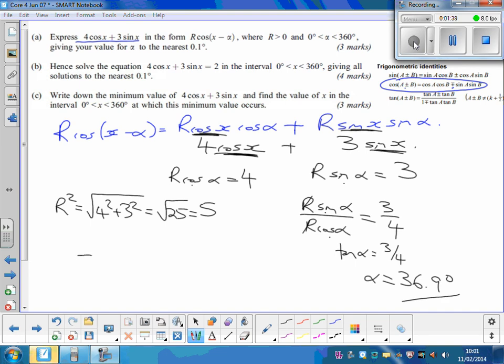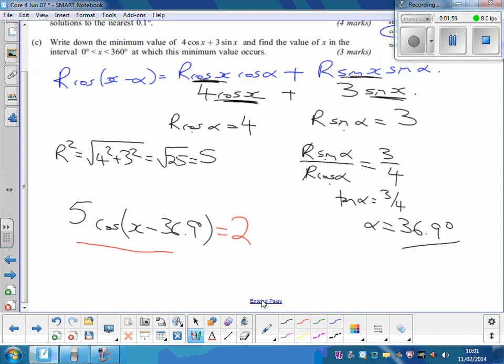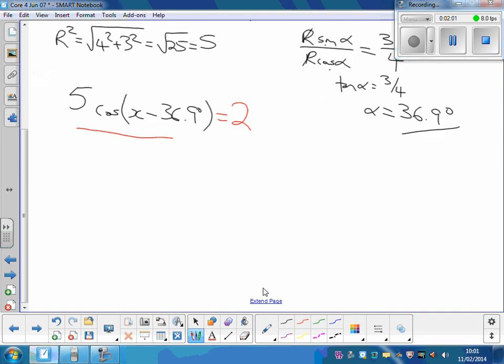Part A is exactly the same as 5 cos of x minus 36.9 degrees. Well, keep going, part B says, when does this thing equal 2? When does this thing we've just worked out equal 2? So let's scroll down for some more room and think about solving this equation. It's really Core 2 now. Just divide both sides by 5. So I've got the cos of x minus 36.9 is 2/5.